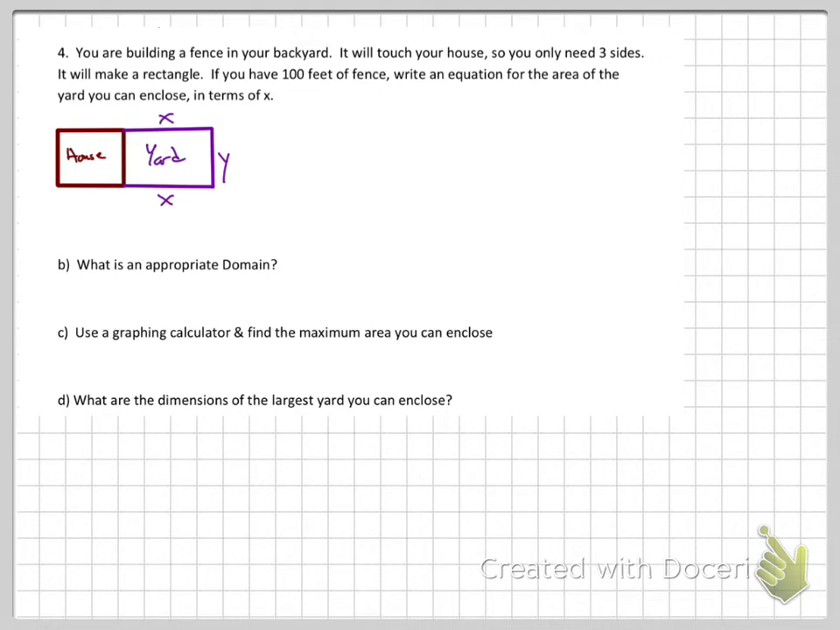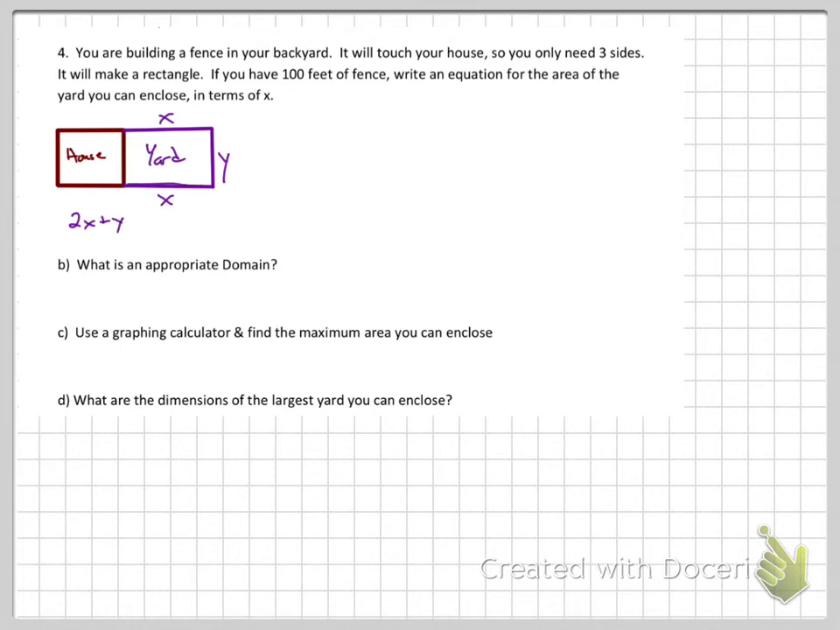So we know it touches your house, so you only need 3 sides. It will make a rectangle. We got that in our picture. If you have 100 feet of fence, what do we know, based on my purple, about having 100 feet of fence? Well, we know the fence is 2x plus y, right?